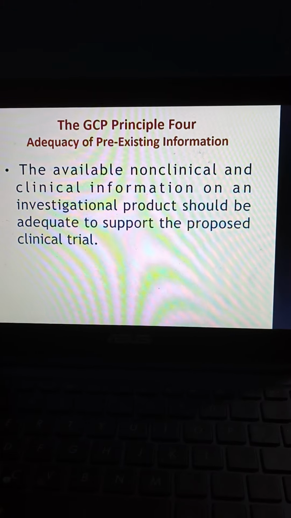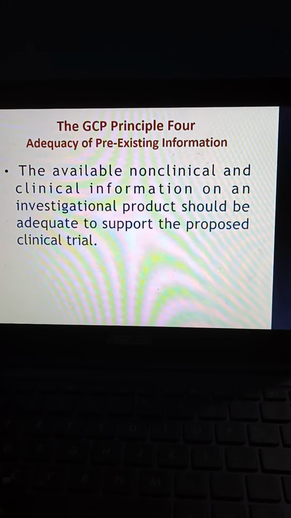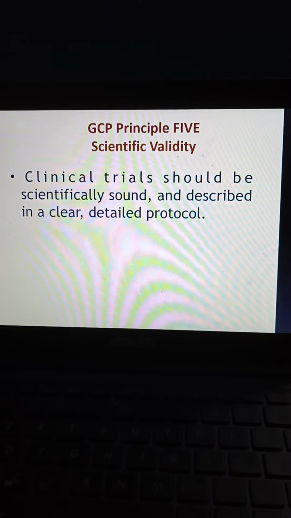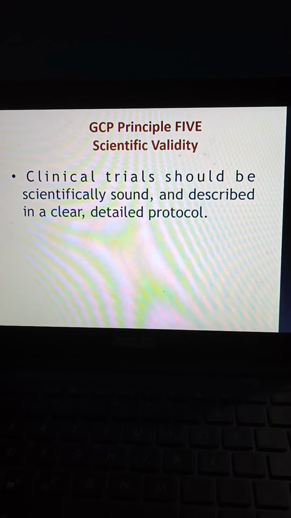Then the GCP Principle 4: Adequacy of pre-existing information. The available non-clinical and clinical information on an investigational product should be adequate to support the proposed clinical trial. Then GCP Principle 5: Scientific validity. Clinical trials should be scientifically sound and described in a clear and detailed protocol.